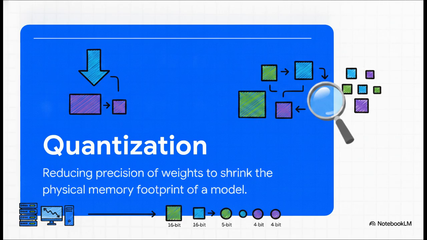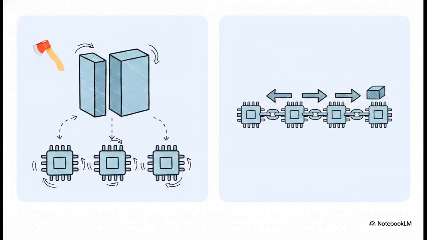Instead of using highly detailed 16-bit numbers for the model's weights, we basically compress them into 8-bit or even 4-bit integers. It's exactly like lowering the resolution of an image, you know? You lose a tiny, often imperceptible bit of detail, but the file size just plummets. This is the exact magic that allows you to run these massive models right on your local laptop or consumer hardware.